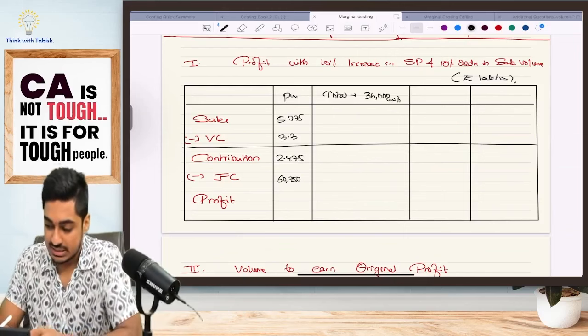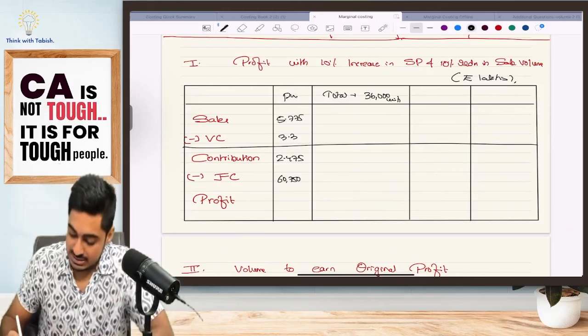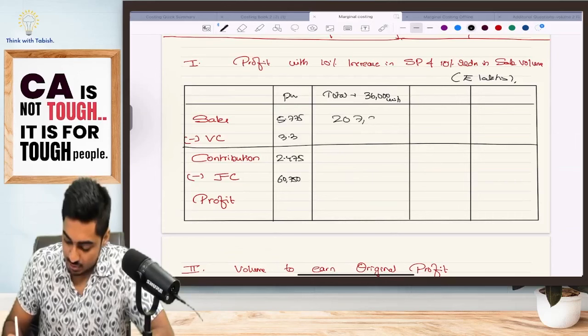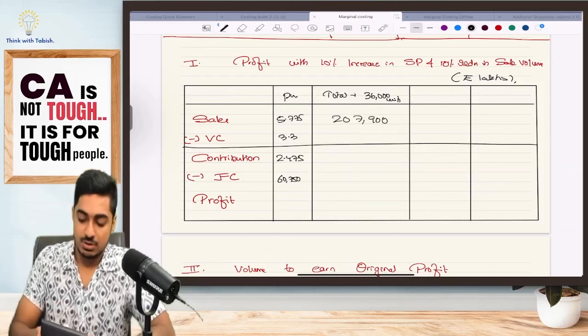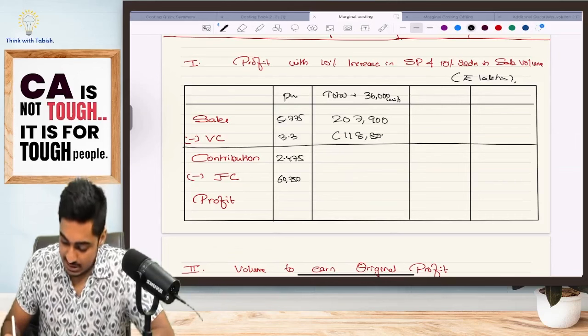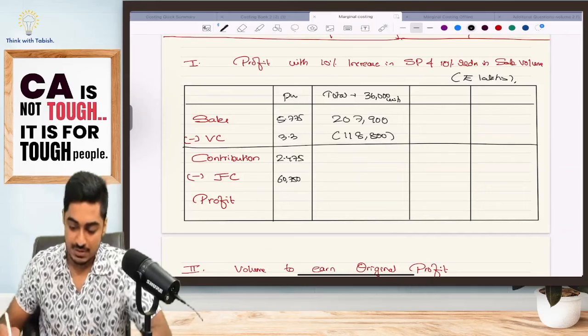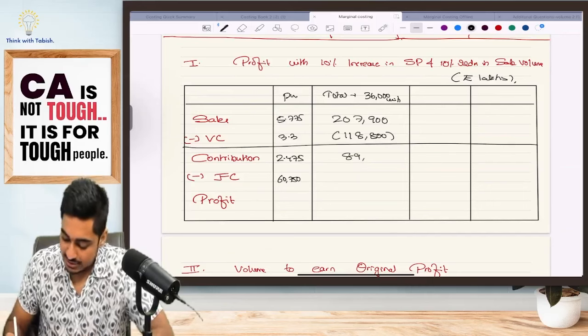That means what is going to be the data? Look at this. 36,000 units into selling price of 5.775 becomes 2,07,900. Variable cost is 3.3, that means it becomes 1,18,800. That means how much is my contribution, students? 2.475. Is it 89,100? Yes, sir.